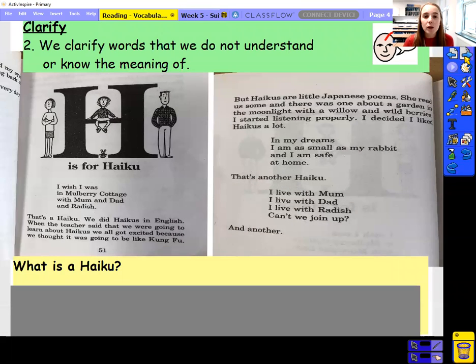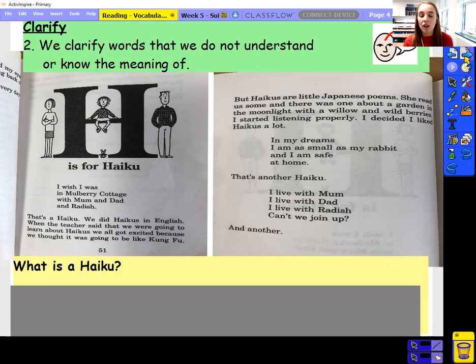Now, as we know, when we're reading, sometimes we come across words that we don't really understand and we don't know the meaning of. So we need to use different techniques to clarify. And I wonder if you can remember some of the ways that we clarify. For example, we could use a dictionary. We could look in the dictionary for the definition of that word. But if we don't have the dictionary or the internet to look things up, how else could we figure out the meaning of a word? What else can I do?